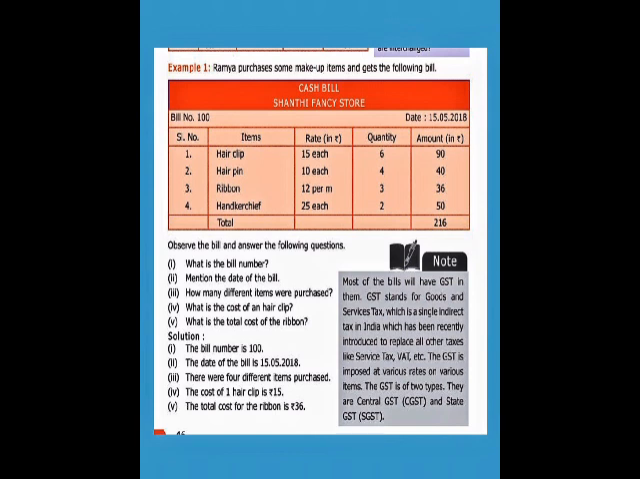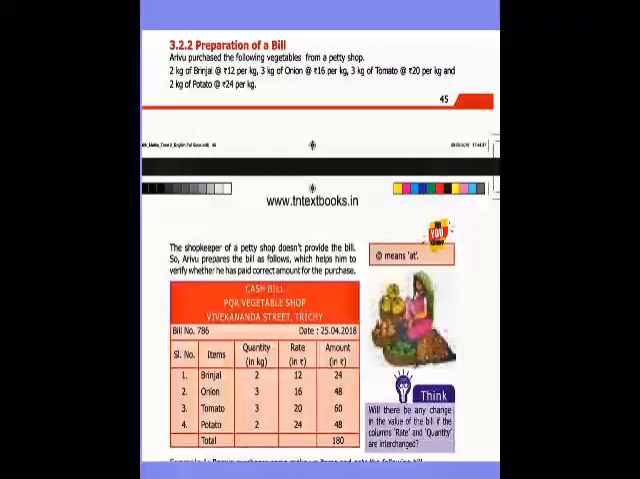Did you understand how to find the bill from the question, what items we can purchase, what items we can understand from the bill? Okay, the next one is preparation of a bill. How to prepare a bill. Earlier, we were given the bill and had to find the questions and answers. Now we are going to see how to prepare a bill.